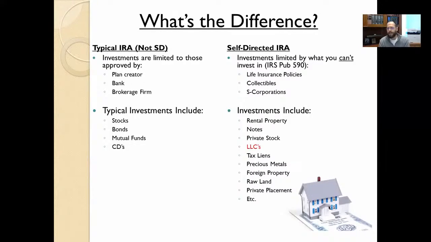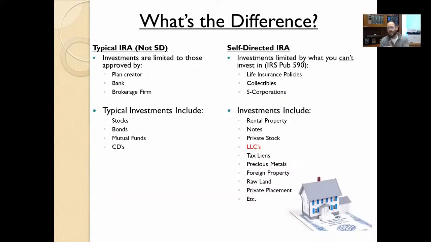So here's a good back and forth between what the differences are. If you look on the left-hand side of your screen, you'll see what the traditional, not self-directed options are. Investments are typically limited to those that have been approved by plan creators, banks, or brokerage firms. And your typical investments include stock portfolios, bonds, mutual funds, and CDs. That's what you typically get when you work with a traditional financial house.